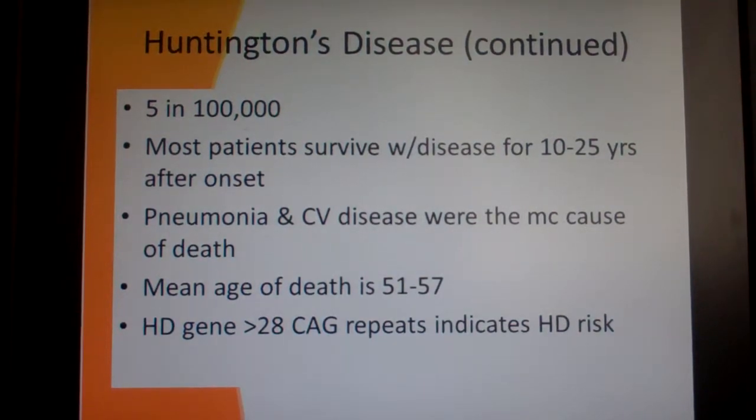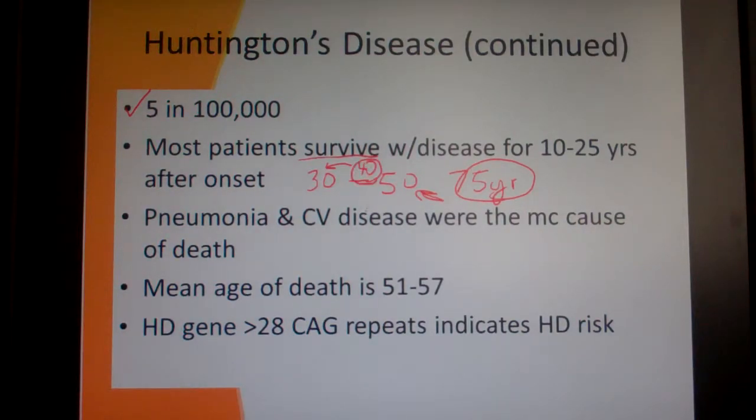Okay, 5 in 100,000 patients is how many it affects. Again, if it's not kicking in until maybe 30 to 50 years old, and the patient lives with this disease for 10 to 25 years, well, you're talking up to 75 years old if you started at 50 years old. So again, in some cases a pretty long life. On the other hand, if it was an early onset and it only made 10 years, then you're talking death at 40 years old, which is obviously not very good.